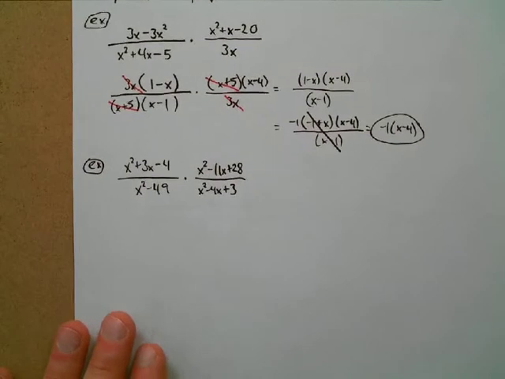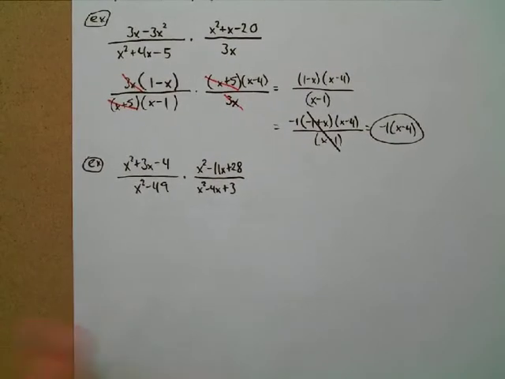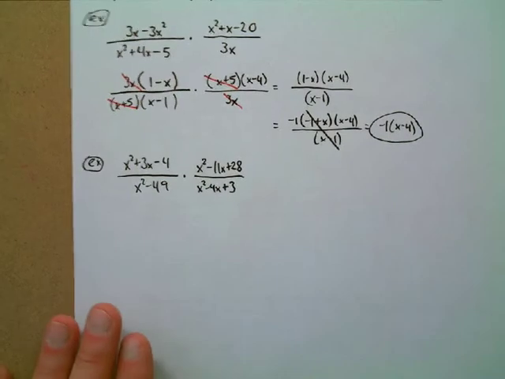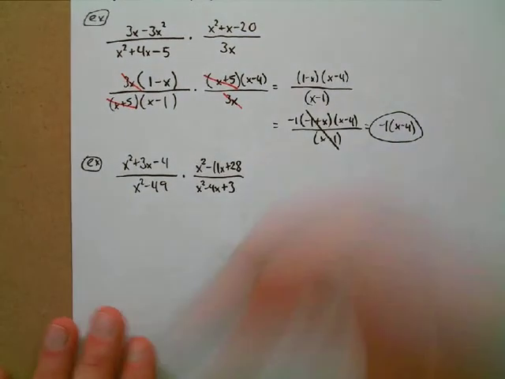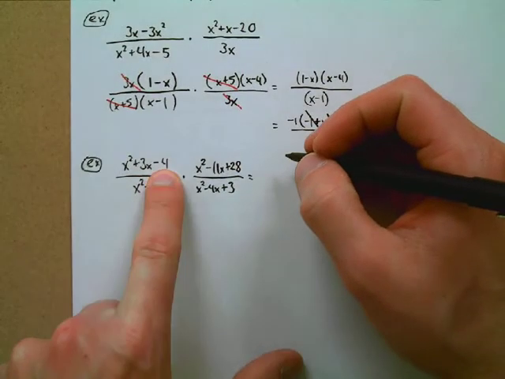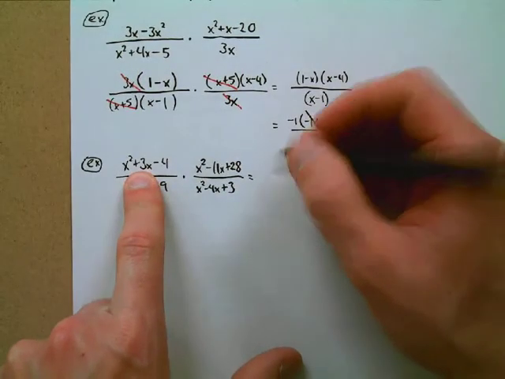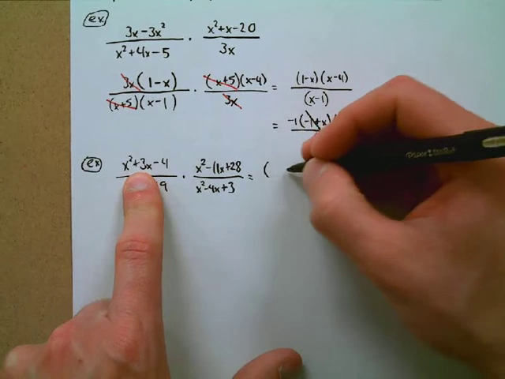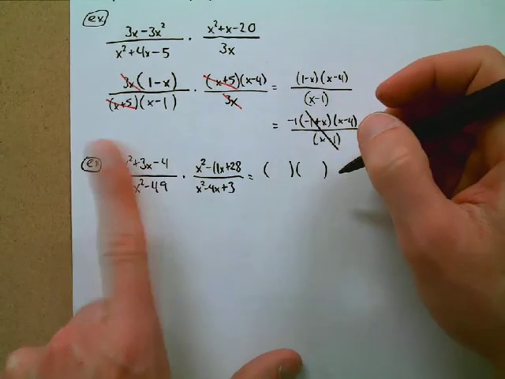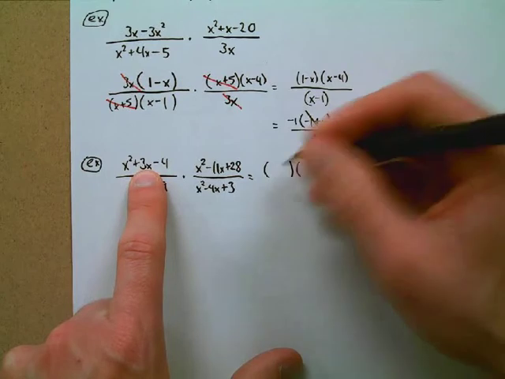So all these quadratics, right, do any of them immediately cancel out here? No, unfortunately not. So we have to factor, right? All right, so first one here, we're looking for two numbers that multiply to negative 4 but add to make 3. Two numbers that multiply to make negative 4 but add to make a positive 3. Yeah, positive 4 and negative 1.